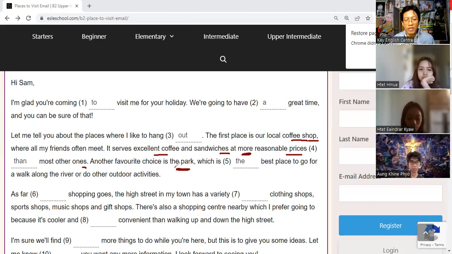Another favorite choice is park. The best place, why? A place for a long walk. Long walk along the river, or there's a river. And then outdoor activities, so that's why park is good. Next, as far as shopping.